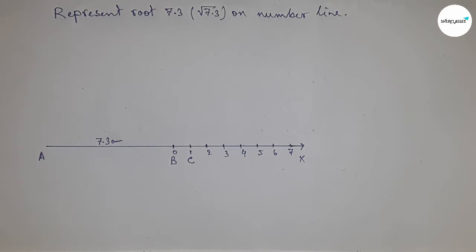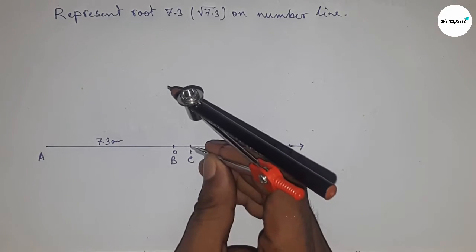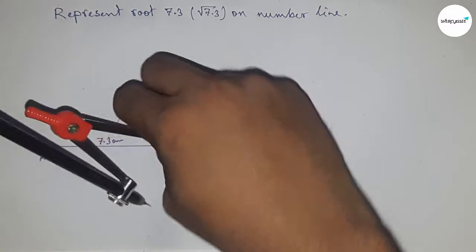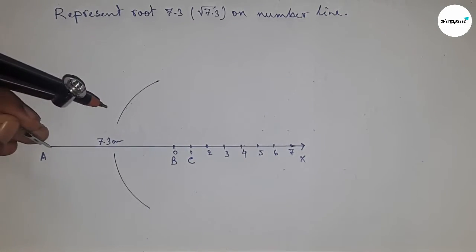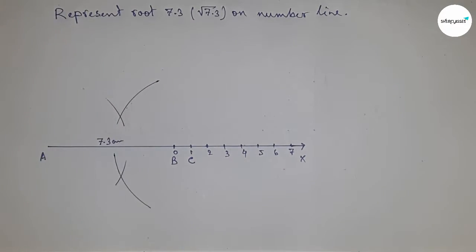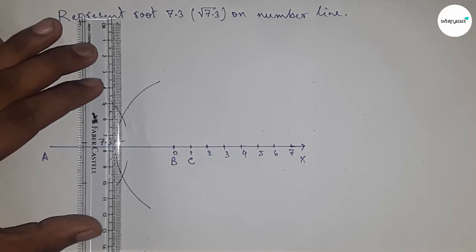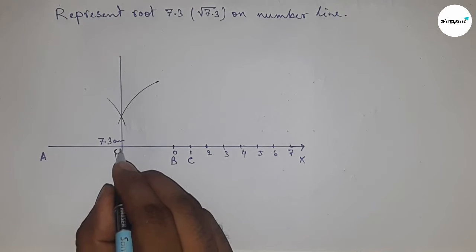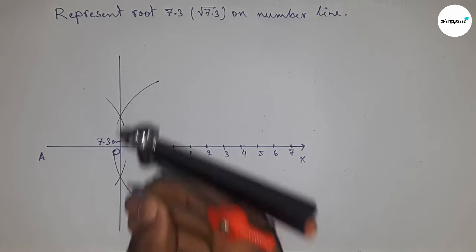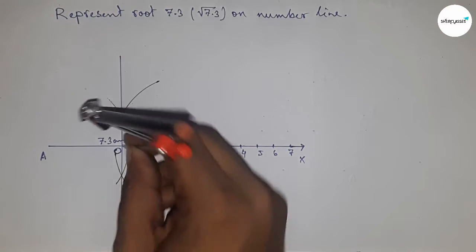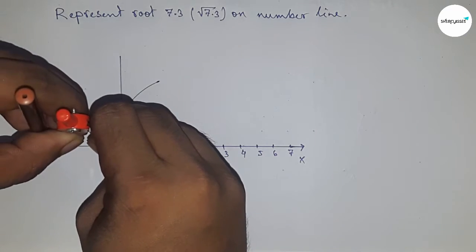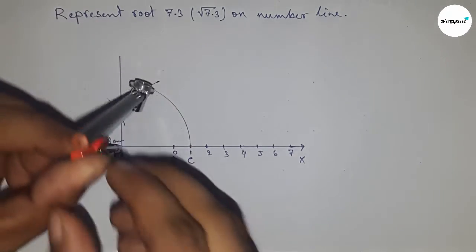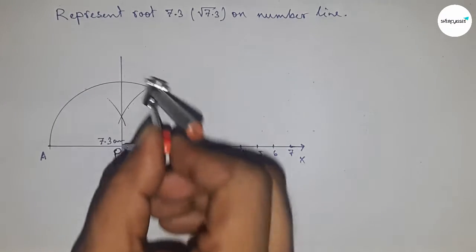And this is point C. Okay, next, bisect the line AC. So take a length greater than half of AC and draw arcs in this way, and with the same length, put the compass here and cut the arcs in this way. Next, join these, which bisect at a point O. Okay, now take the distance OA and OC to draw a semicircle through the points A and C.